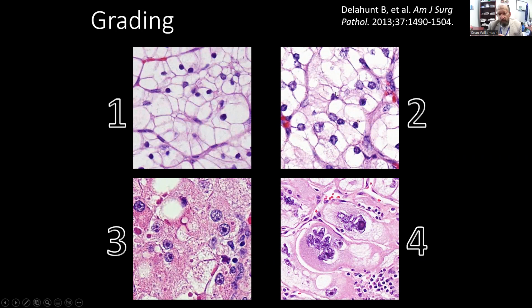On the other hand, if you can only see them when you're looking at really high magnification, we call that grade 2. So it's easiest to think of grade 3 as based on how easily we can see those big dots in the nuclei.